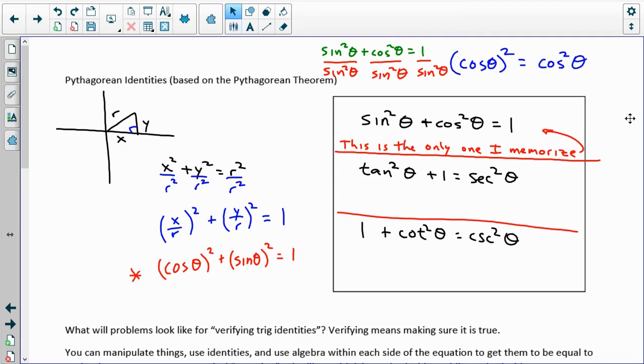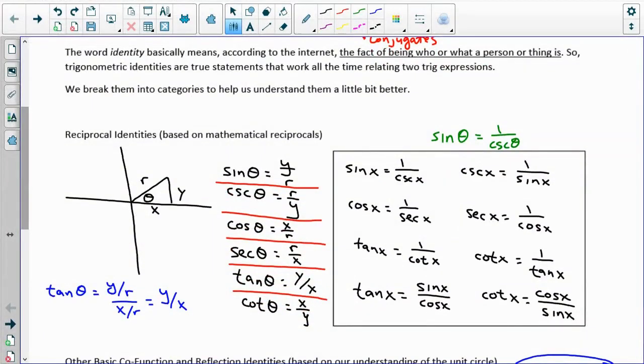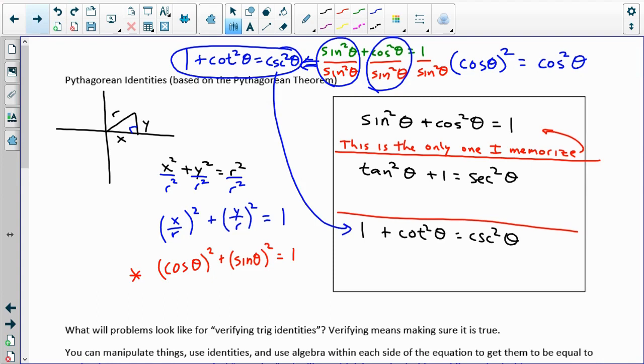Sine squared over sine squared is equal to 1. Cosine squared over sine squared is cosine divided by sine, squared. Now, if I don't remember what cosine divided by sine is, I need to remember that. That's cotangent. So cosine squared divided by sine squared is cotangent squared. And then 1 divided by sine is cosecant, so 1 divided by sine squared is cosecant squared. So I get this identity by dividing everything by sine squared.